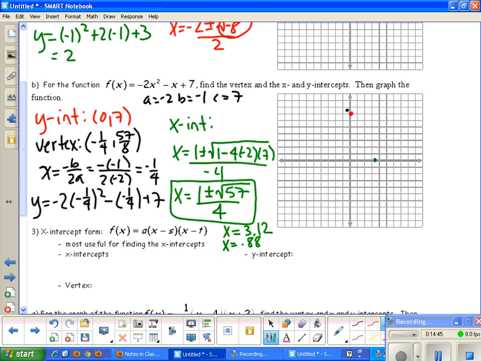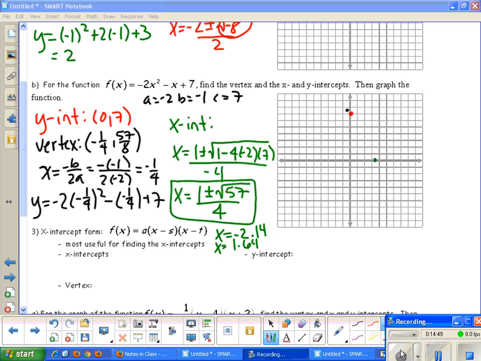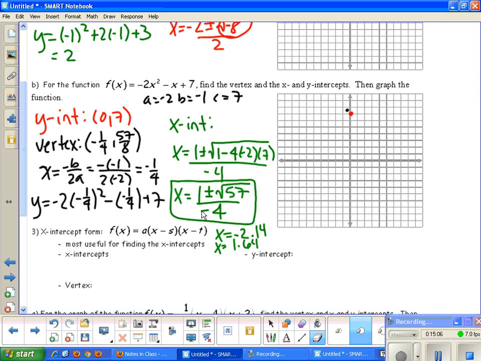All right, so sorry about that. I was looking at a different equation. So when you do 1 plus root 57 divided by, and this should be -4, you end up with 1.64, and then it's -1, you get to -2.14. I knew it wasn't right just by looking at my graph. That didn't seem like where it should be.